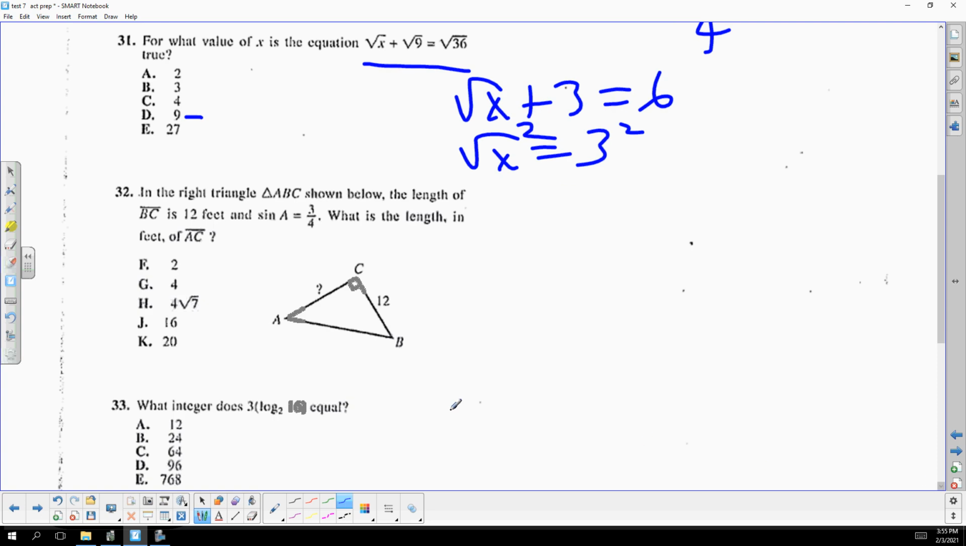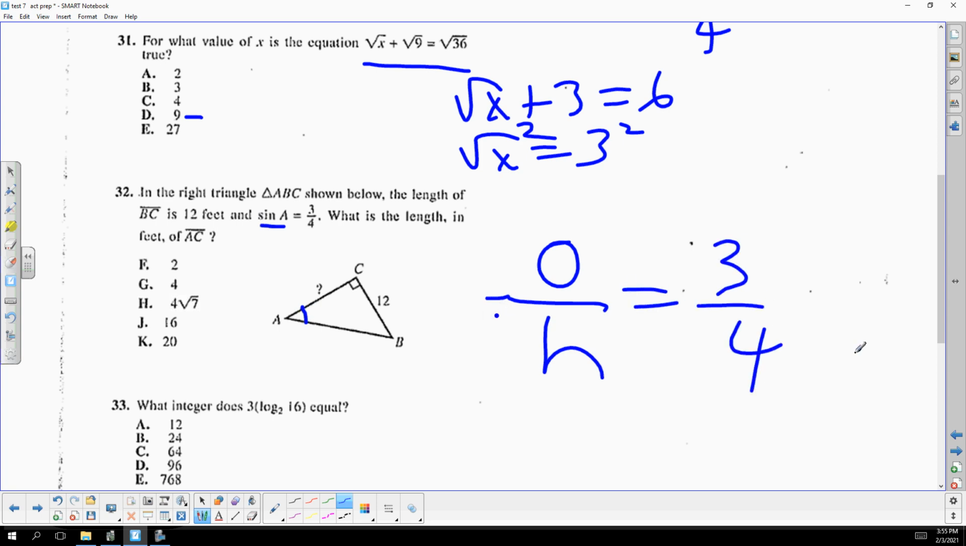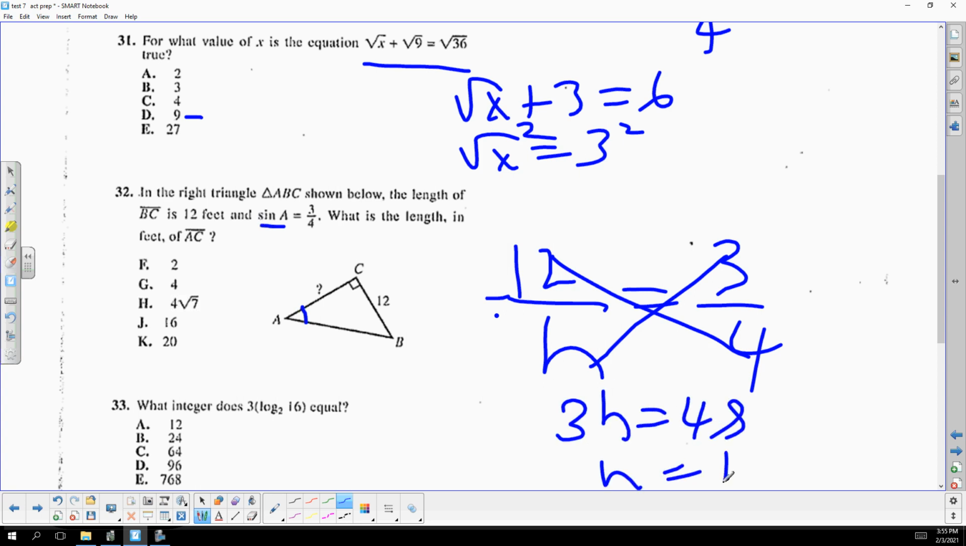Tricky trig here. The sine is 3/4. So there's angle A. That means that the opposite to the hypotenuse has to be 3 to 4. Well, isn't the opposite 12? Cross multiply, divide. 3h is 48. H is 16. But that's not what we're solving for.